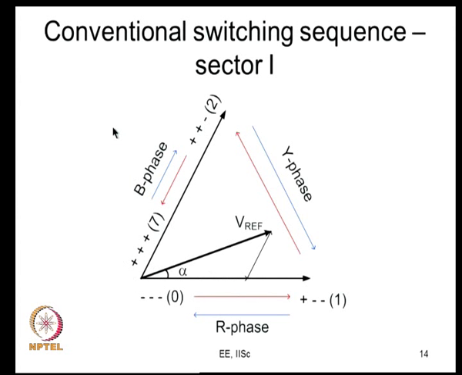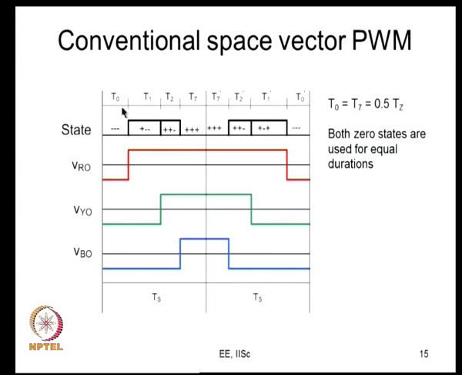So, in conventional PWM what do you do? This null vector is applied using both the 0 states and both are applied for equal durations Tz by 2 and Tz by 2. You stay here for Tz by 2 and go here for T1 seconds, move here, go to T2 seconds and come back for Tz by 2 seconds, and you do the reverse now as we have seen before. So, same thing is shown here 0, 1, 2, 7, 7, 2, 1, 0, and T7 is equal to T0 is equal to 0.5 Tz. This is what is conventional space vector PWM.